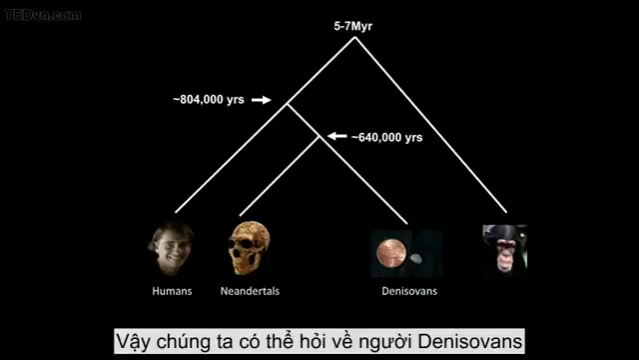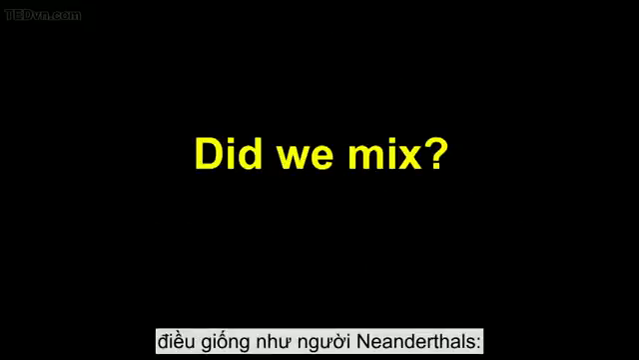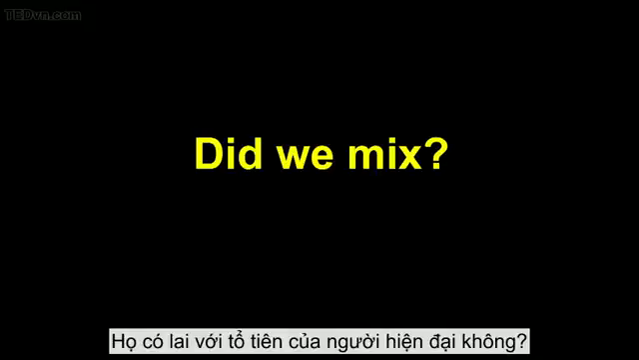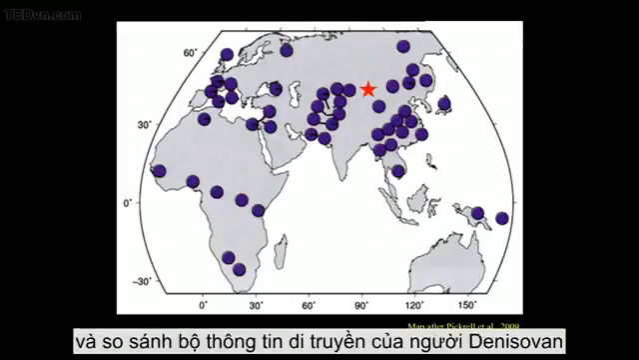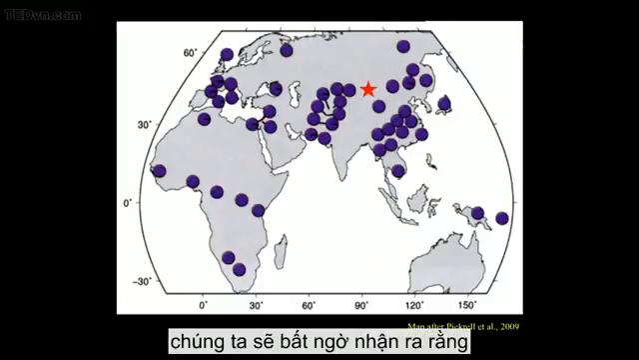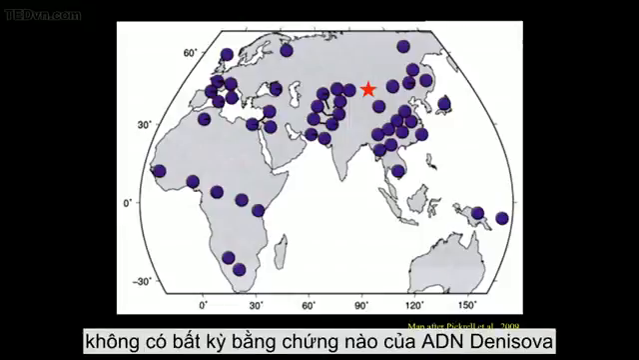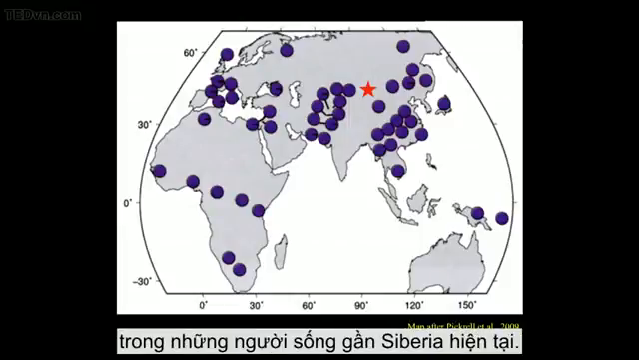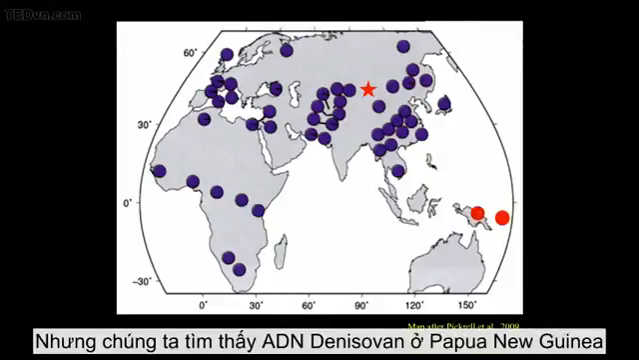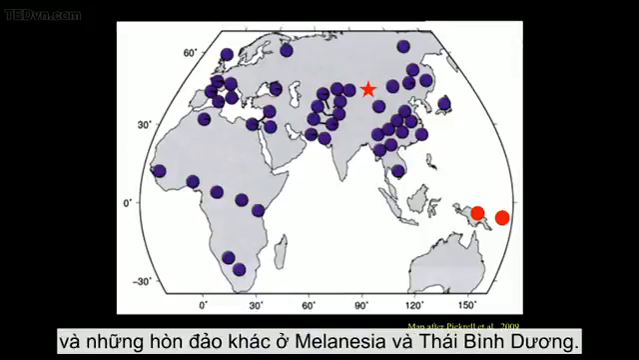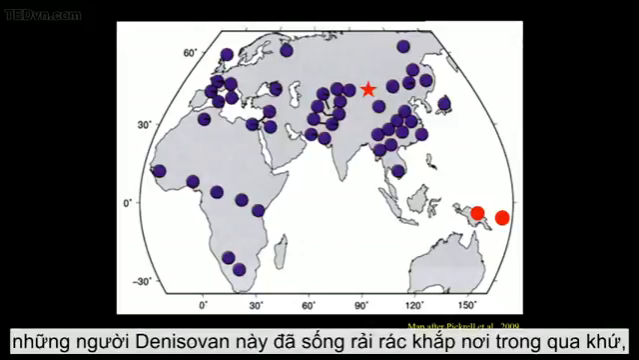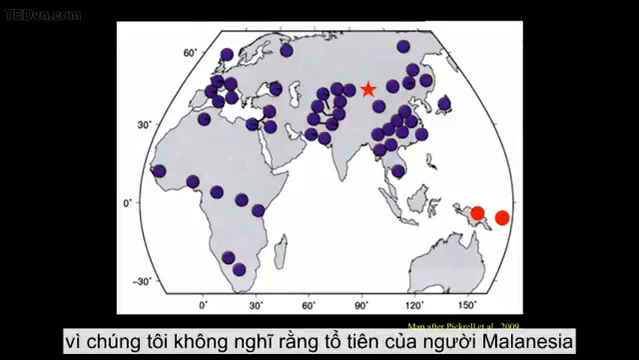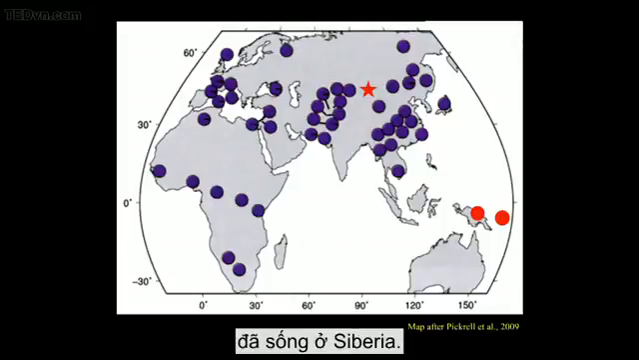So we can then ask for Denisovans the same things as for the Neanderthals. Did they mix with ancestors of any of the present-day people? If we ask that question and compare the Denisovan genome to people around the world, we surprisingly find no evidence of Denisovan DNA in any people living even close to Siberia today. But we do find it in Papua New Guinea and in other islands in Melanesia and the Pacific. So this presumably means that these Denisovans have been more widespread in the past, since we don't think that the ancestors of Melanesians were ever in Siberia.